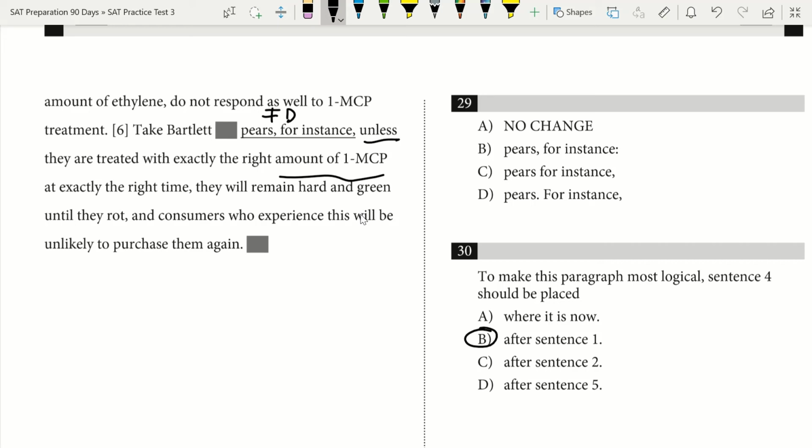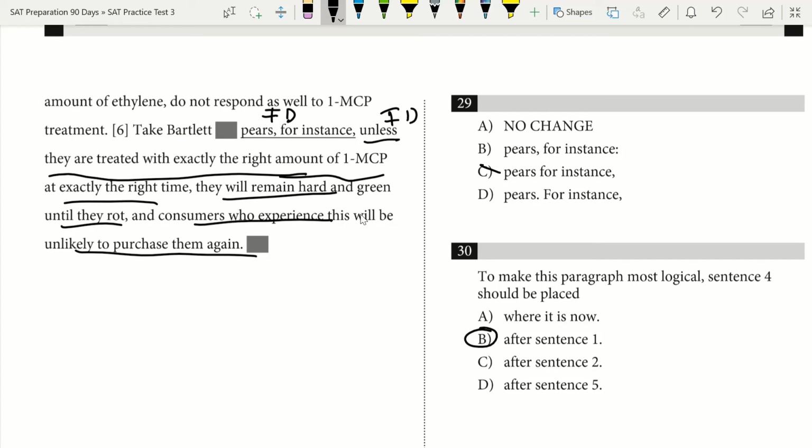Okay, my next thing says, unless they are treated with exactly the right amount of 1-MCP at exactly the right time, they will remain hard and green until they rot, and consumers who experience this will be less likely to purchase them again. Okay, that's another independent clause. So I got to connect two independent clauses. Can't use a comma. I don't want to use a period here because my second independent clause is illustrating my first, and whenever my second independent clause illustrates the idea of my first, I want to connect them with a colon, so my correct answer for 29 is B.